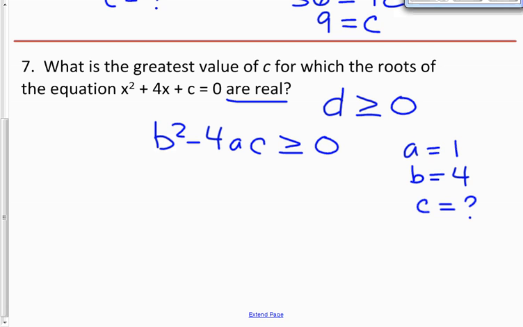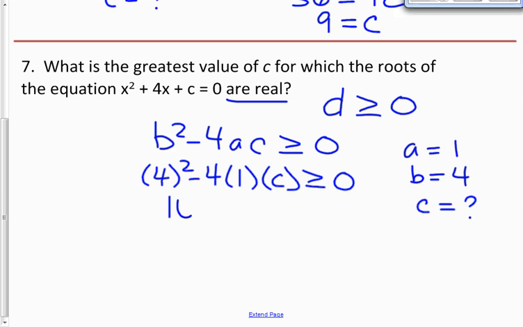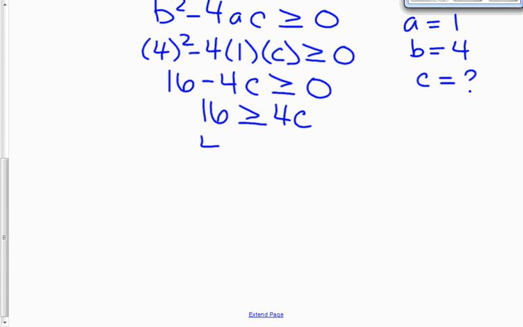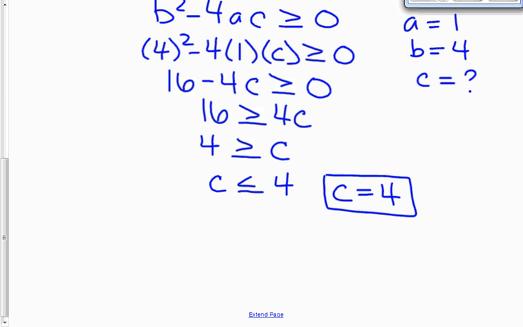So if I take 4 squared minus 4 times 1 times c, what would make that stay greater than or equal to 0? So 16 minus 4c. If I add over the 4c, I get 16 is greater than or equal to 4c. If I divide by 4, I end up with 4 is greater than or equal to c, which, if I want to read this from left to right for the variable, would be c is less than or equal to 4. So the largest possible value here for c would be 4. That's the largest value that would make my roots real.